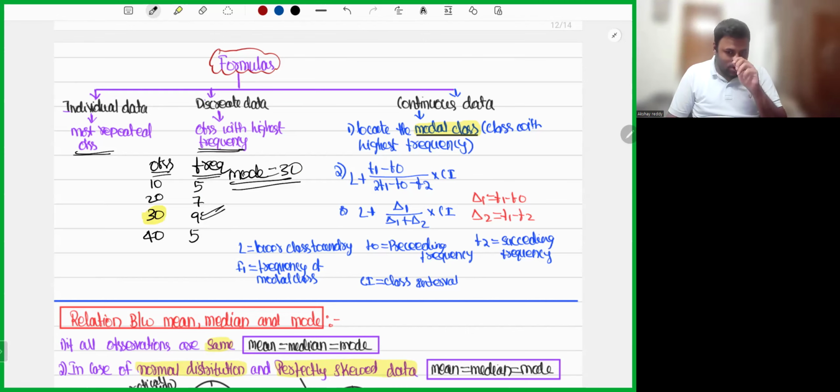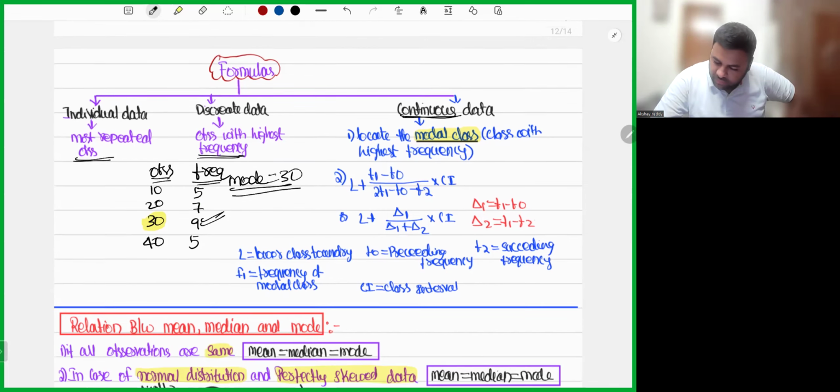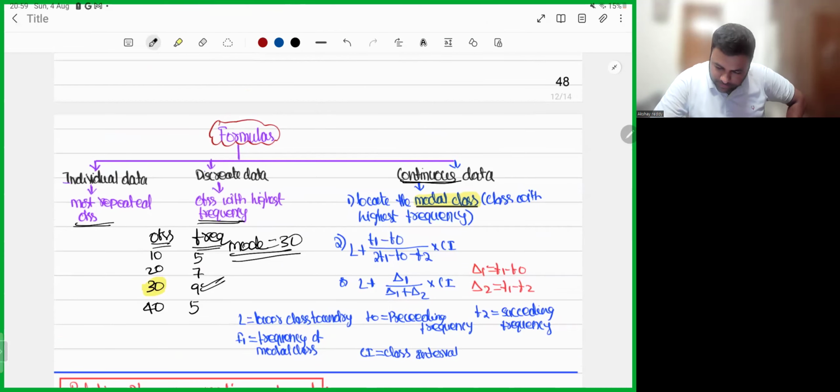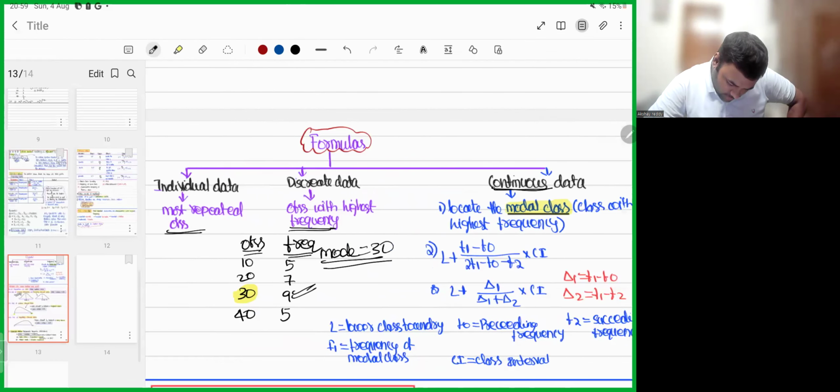So I hope the concept of mode is clear. Now, let's do continuous data. We'll learn it with the help of an example. Then after that, you can solve one question on continuous data.